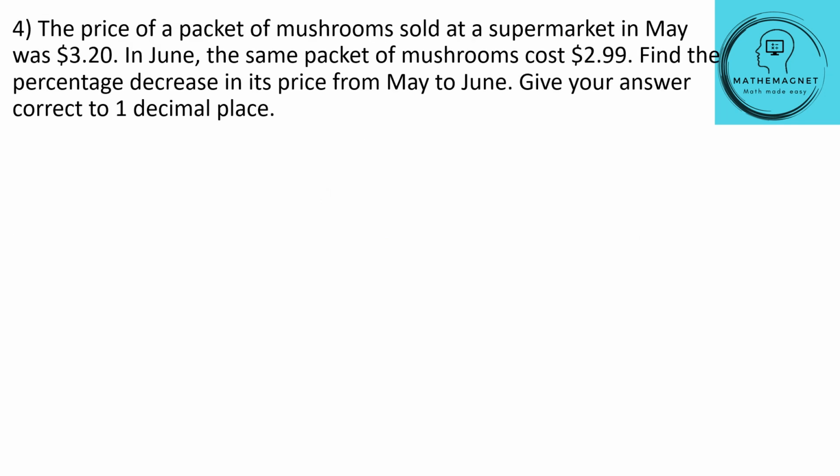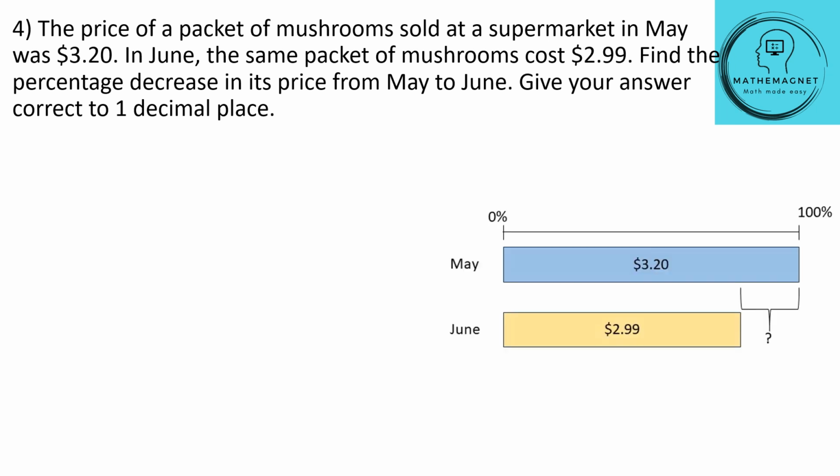Question number 4. The price of a packet of mushrooms sold at a supermarket in May was $3.20. In June, the same packet of mushrooms cost only $2.99. Find the percentage decrease in its price from May to June. Give your answer correct to one decimal place. So over here the price of the mushroom packet has fallen from 3.2 to 2.99, and they're asking what this percentage decrease is. So let's look at the bar model.